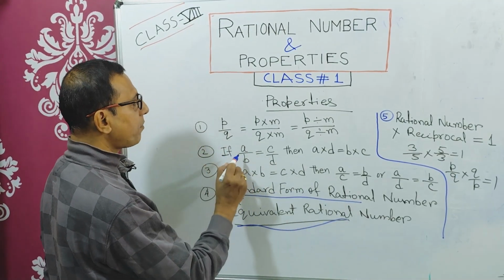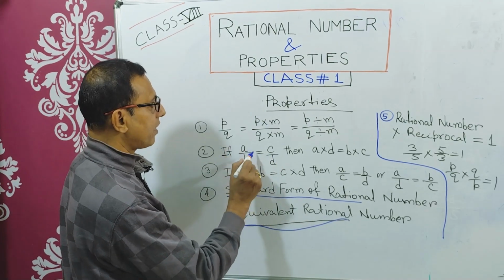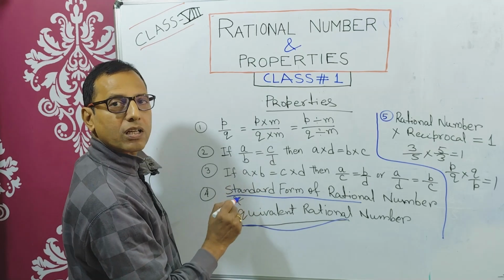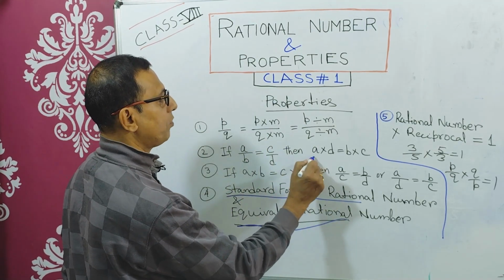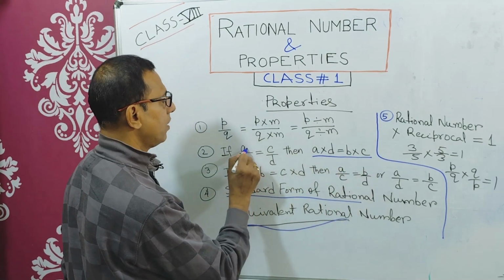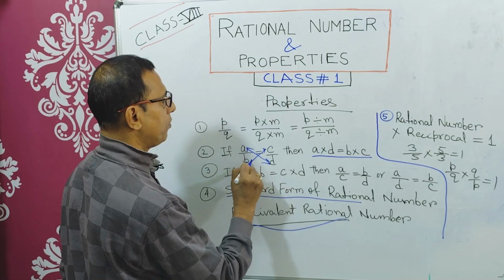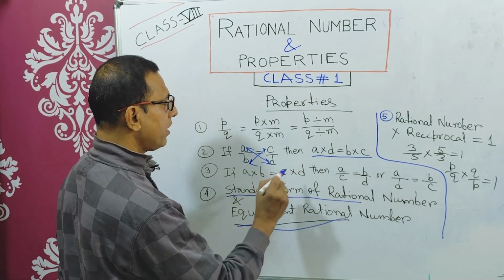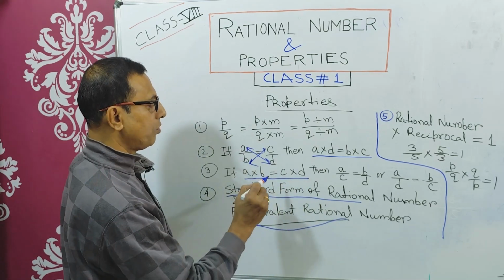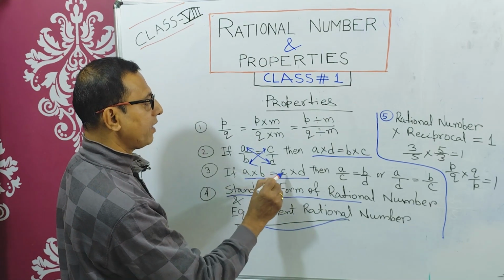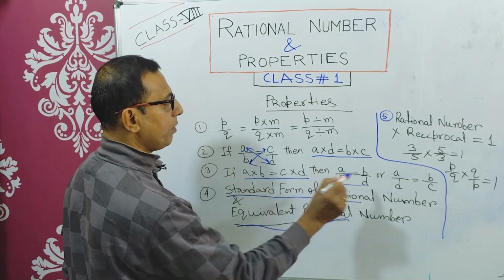Now, another property is if A by B equals C by D. If A by B is a rational number that is equal to another rational number C by D, then you can do the cross multiplication. You can establish the equation like this. Conversely, if the relationship is given A into D equals B into C, you can write either A by C equals B by D or A by B equals C by D.